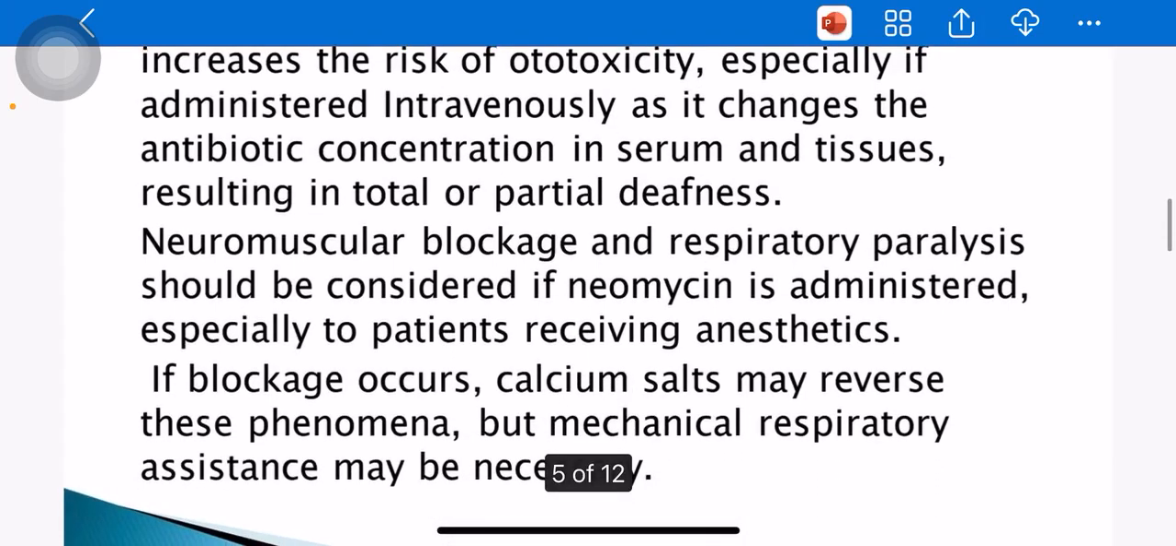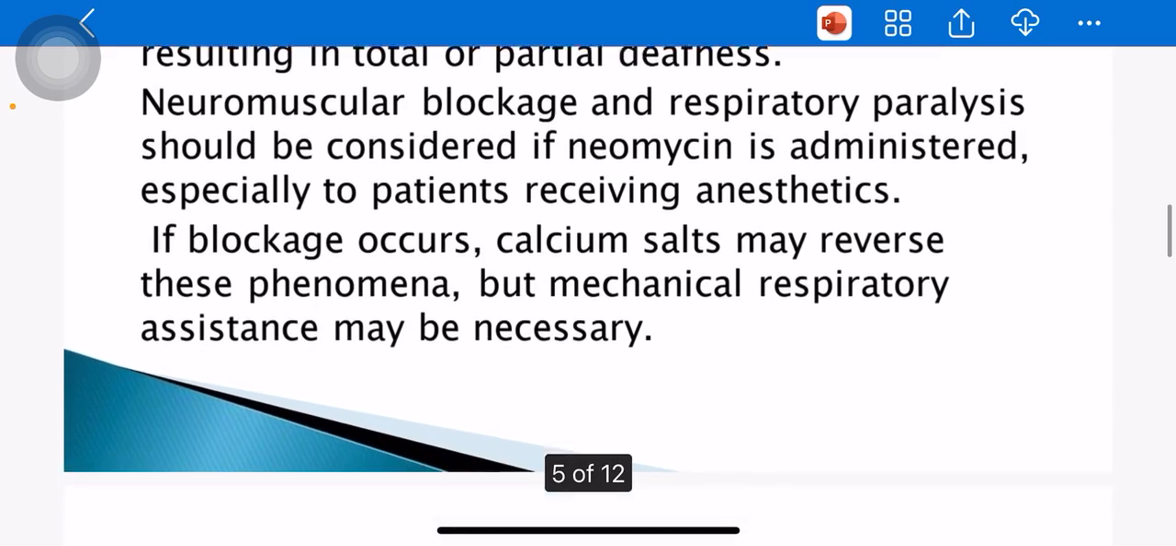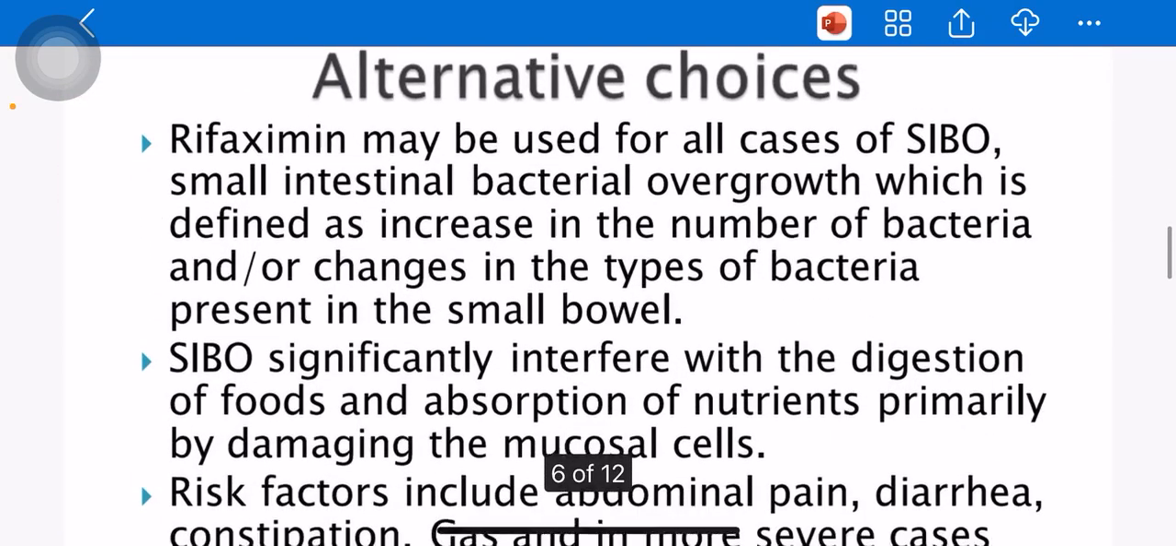Neuromuscular blockage and respiratory paralysis should be considered if neomycin is administered, especially to patients receiving anesthetics. If blockage occurs, calcium salts may reverse this phenomenon, but mechanical respiratory assistance may be necessary. Now we are moving to alternative choices.